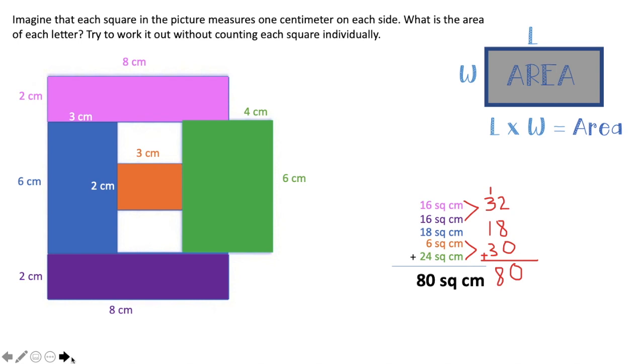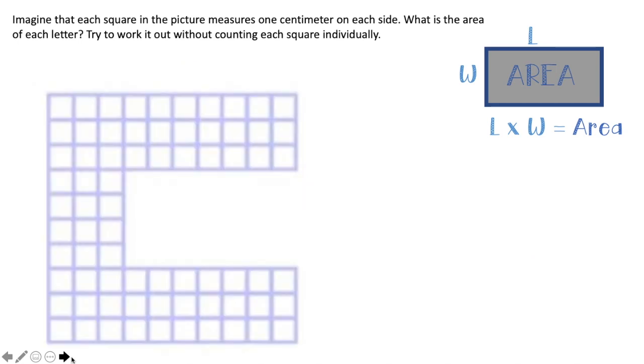Okay, last one. A big old letter C. I want you to pause the video here if you haven't done this one and try it by yourself. Try to cut this up into different rectangles. There's a few ways you could do it. Go ahead and pause it and try by yourself and then come back and check with me. Okay, here we go. Last one.